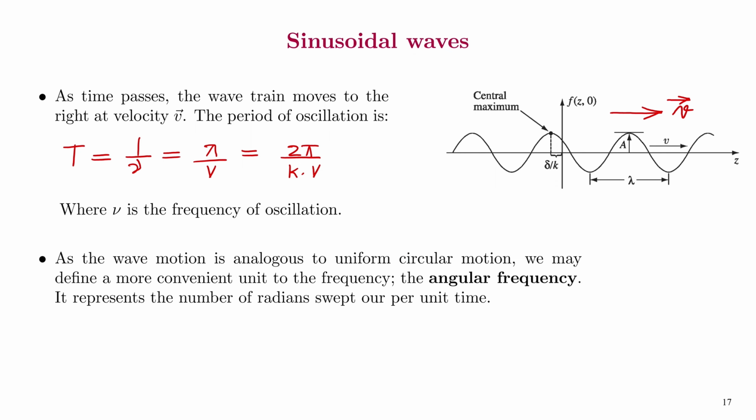We know that wave motion is analogous to uniform circular motion, and therefore we may define a more convenient unit for the frequency, the angular frequency. Angular frequency represents the number of radians swept out per unit time. We define angular frequency as omega equal to 2 pi nu, and this is equal to 2 pi times kv divided by 2 pi. These 2 pi get cancelled, and therefore omega is equal to k times v.